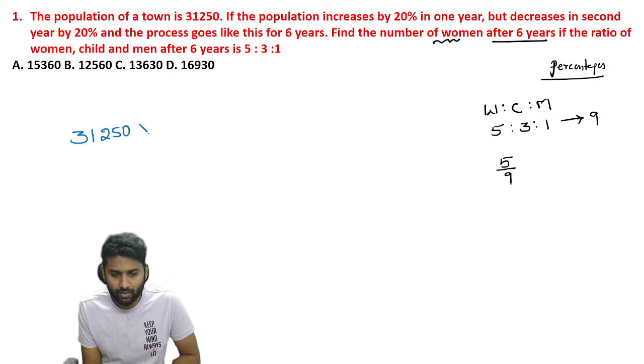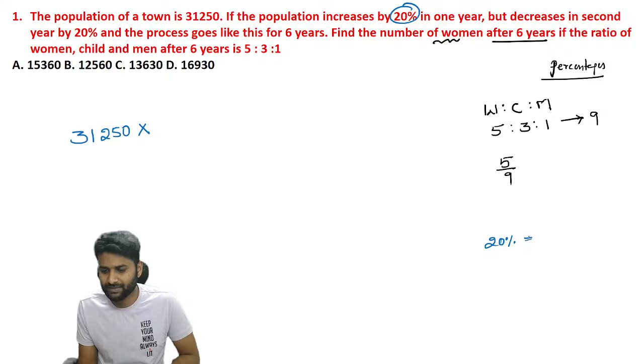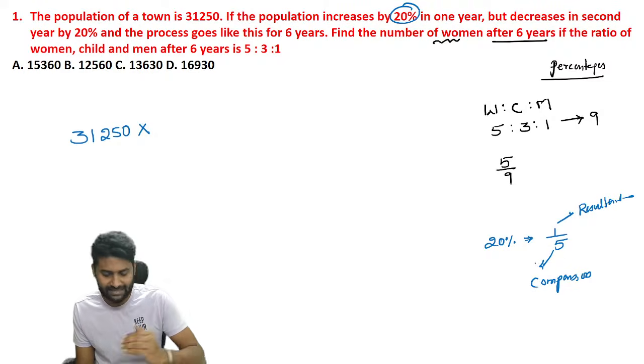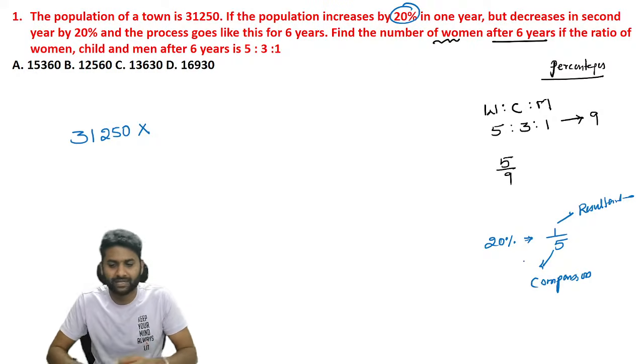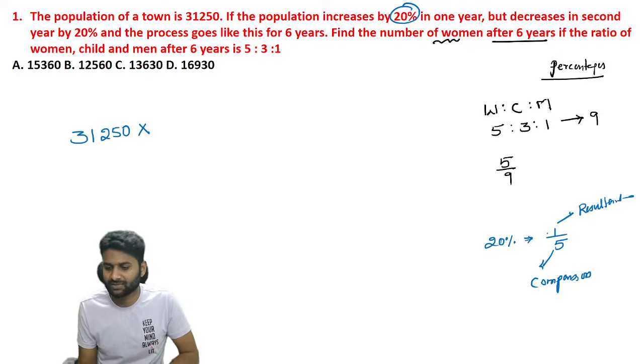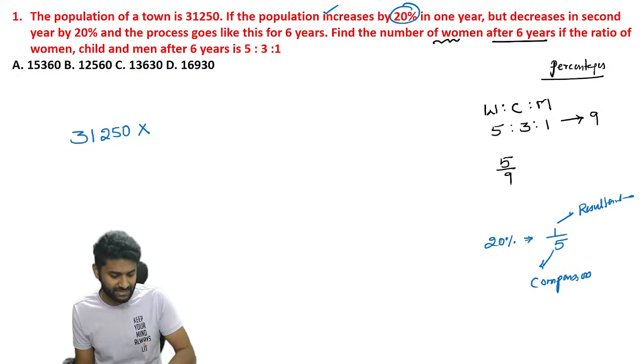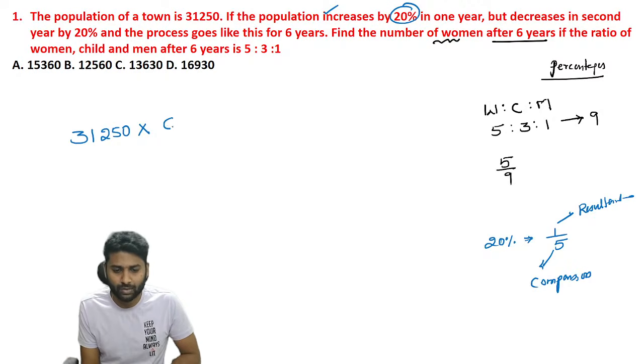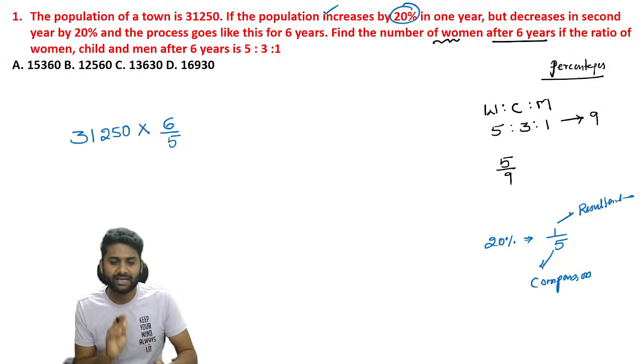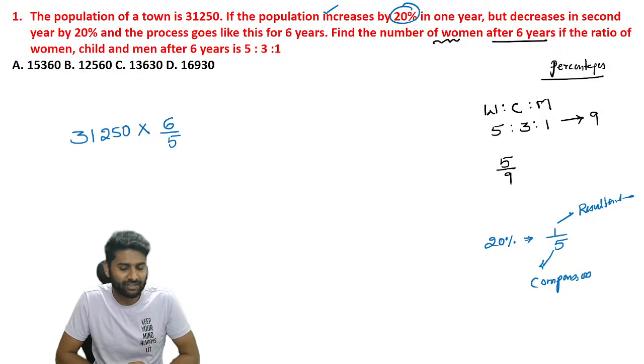The total population of the town is 31,250. Now, in the first year, it increases by 20%. As you know, 20% is all about 1 by 5. The denominator is the comparison and the numerator is the resultant. It means for every 5 persons, it increases by 1. Initially there are 5 persons, that's the comparison, and the numerator clearly mentions that it increases by 1. Now after 1 year, the total population is 6 by 5 multiplied with 31,250.